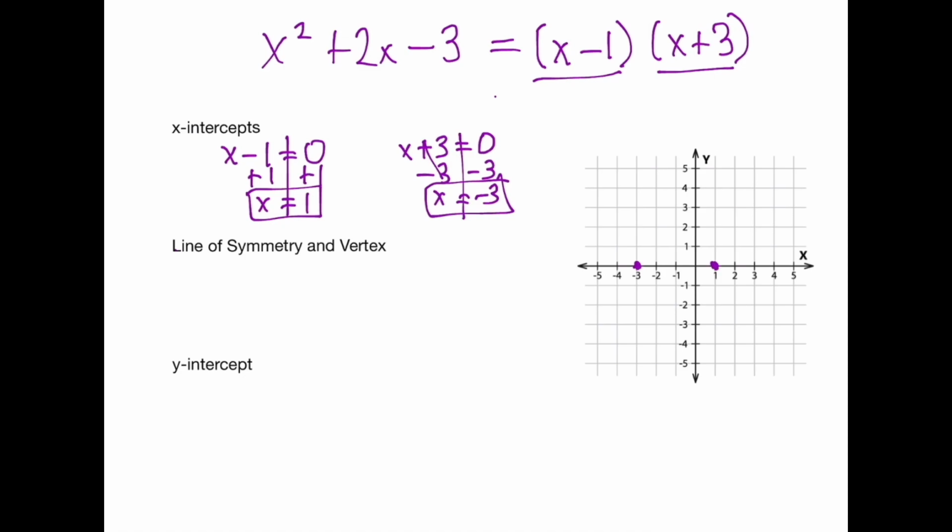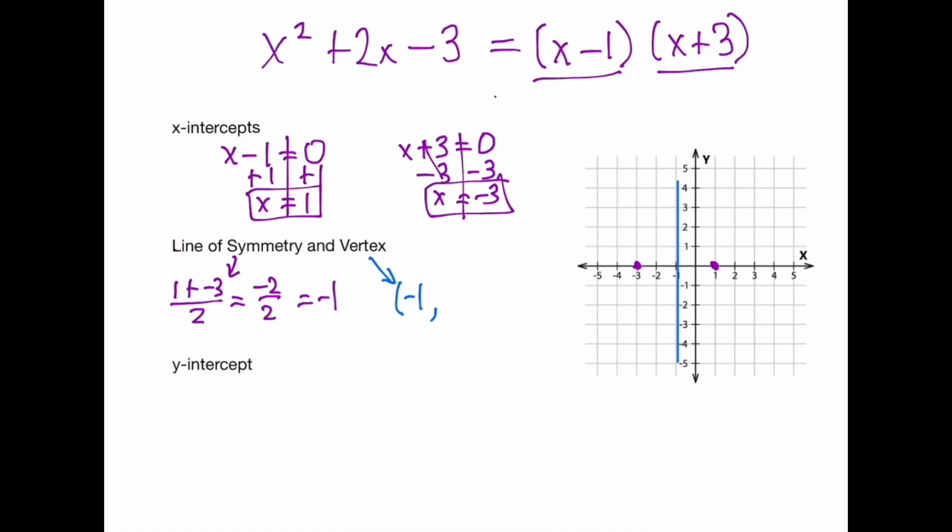Next is to find the line of symmetry and the vertex. To find the line of symmetry, we want to take the average of the x-intercepts. So 1 plus negative 3 divided by 2. That's the same as negative 2 divided by 2, which is negative 1. So we know the line of symmetry is at negative 1, meaning that the x value of the vertex is also going to be negative 1. We need to find the y value of the vertex.